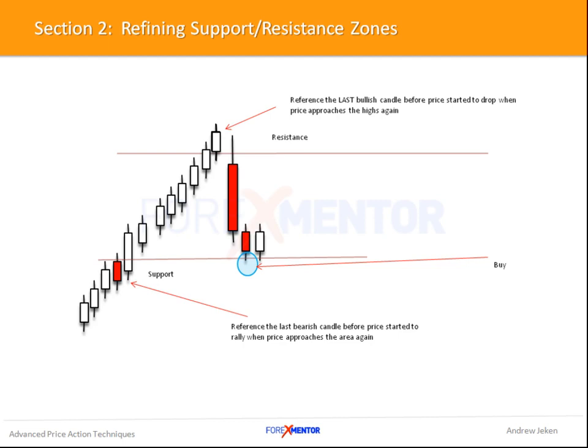Remember, when we're playing these levels, we're looking for little bounces. Now, these levels are hourly or 4-hour levels, and a bounce like that can be worth a quick 10 or 20 pips. Once again, once price starts to rally, we want to reference the last bearish candle before price started to rally when price approaches the level again.